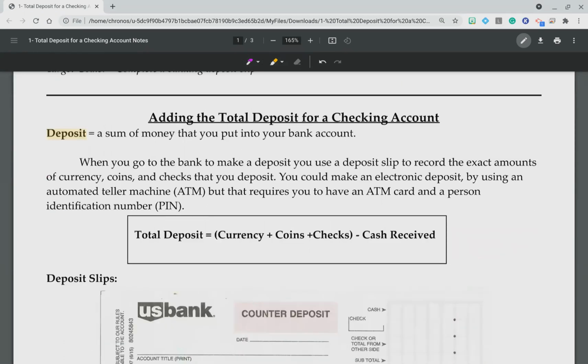One would be going to the bank and using what's called a deposit slip, where you log all the money that you're putting into the bank and you give it to a bank teller, and they will then deposit it into your checking or savings account. The second way is driving up to an ATM in front of a bank, or they have ATMs everywhere, and you use your debit card to put your money into the ATM machine, and you use your PIN and deposit it that way.